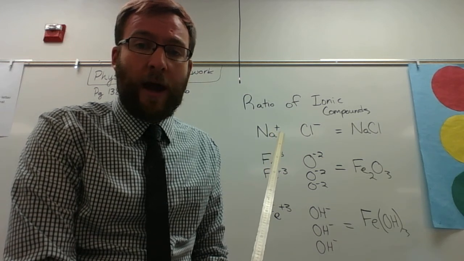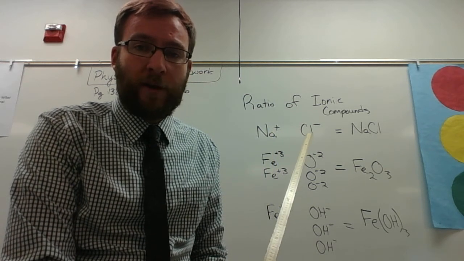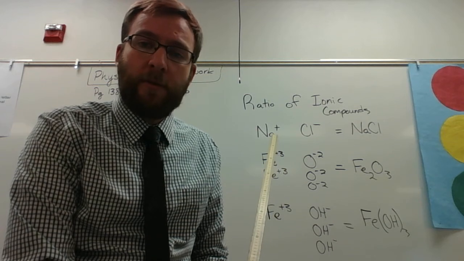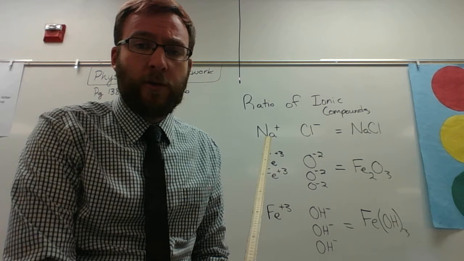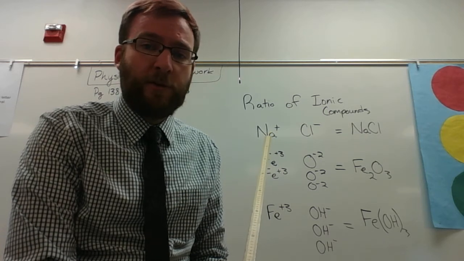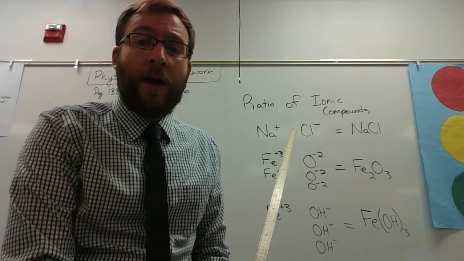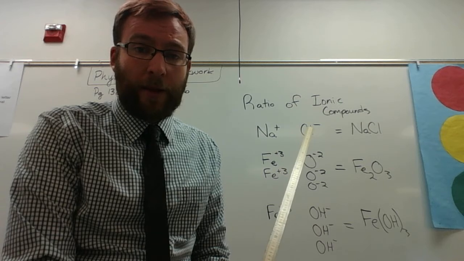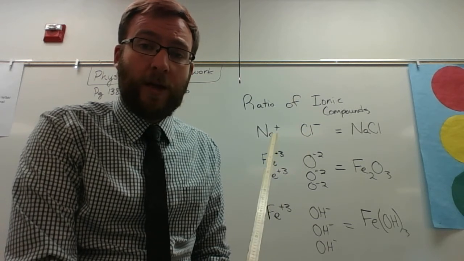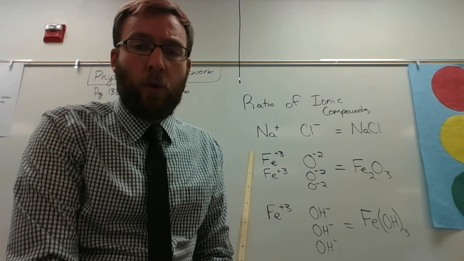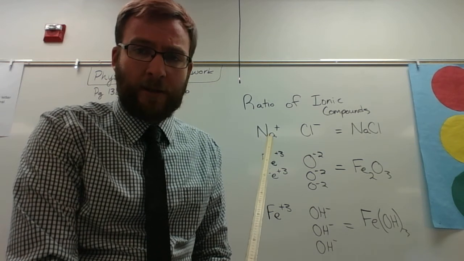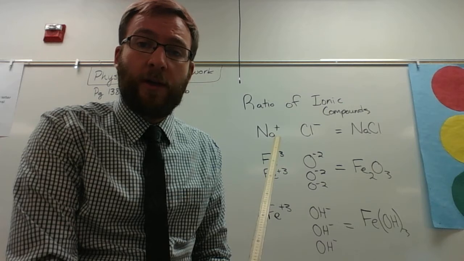So for example, here, I have sodium and I have chlorine right here. Each one of them, to become stable, will have a charge. So sodium will have a positive charge because it gets rid of an electron, and chlorine accepts that electron, so it becomes negative. So that's why they become stable like this. Now, in order for us to correctly balance them, we have to balance those charges.